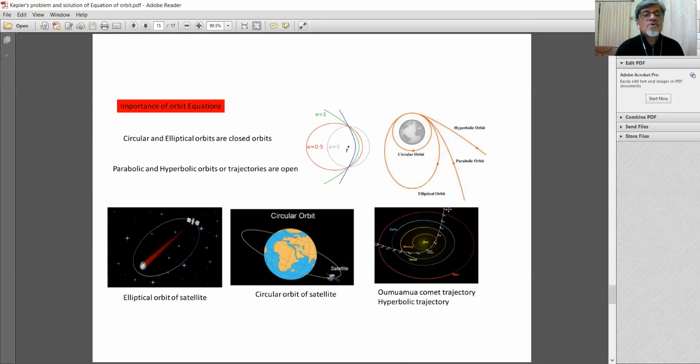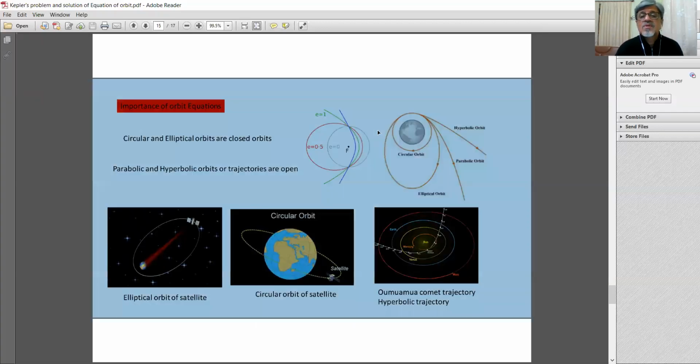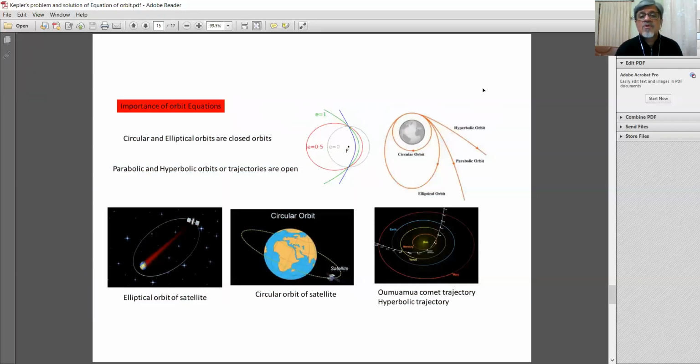Now, what is the importance of equations of orbit? There are two different cases. The circular and elliptical orbits are closed orbits. So these are shown by the circular and elliptical orbits. Parabolic and hyperbolic orbits are the trajectories which are open type. So the parabolic and hyperbolic orbits are open types of orbits.